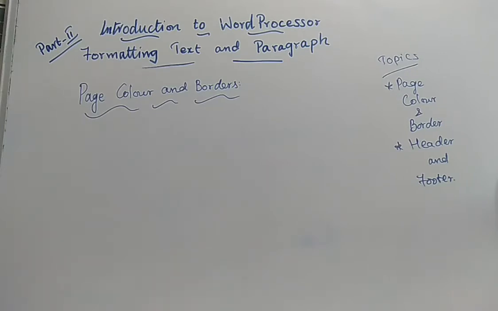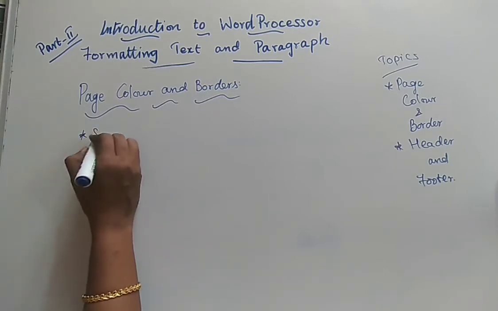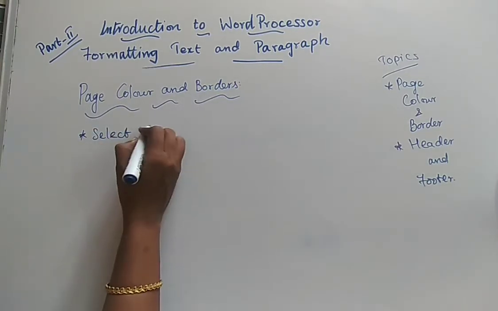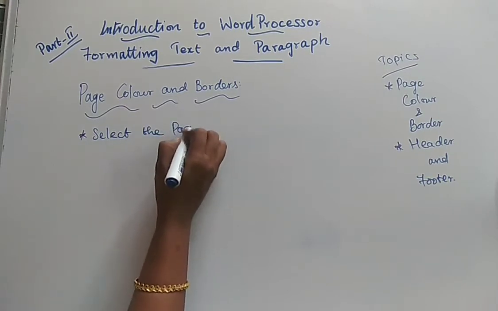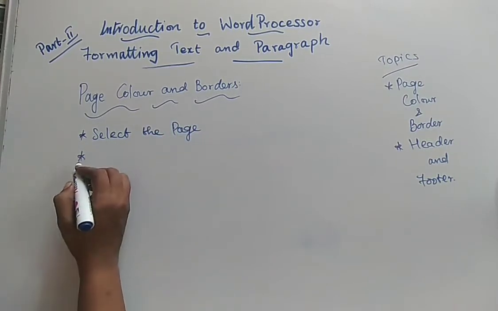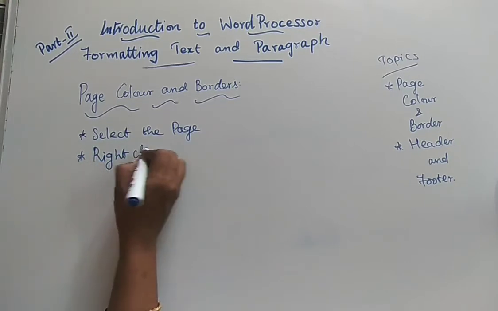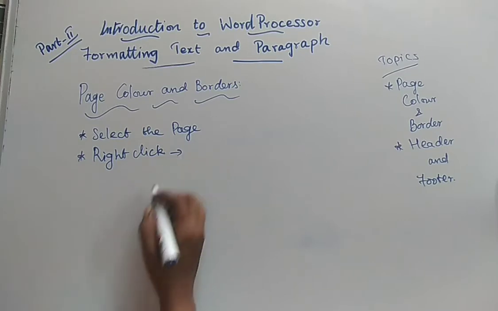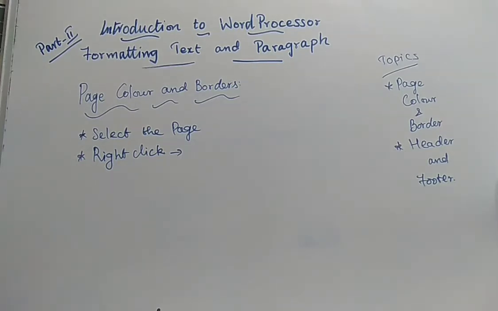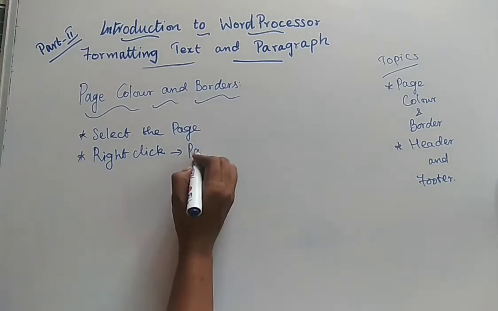So here what you have to do? Already I told you, before doing any formatting or editing, you have to select the page. So the first step is you have to select the page. After selecting the page, anywhere in the page you have to right click. After right clicking, immediately a pop-up menu will be displayed for you. In that pop-up menu, what do you have to select? You have to select page.